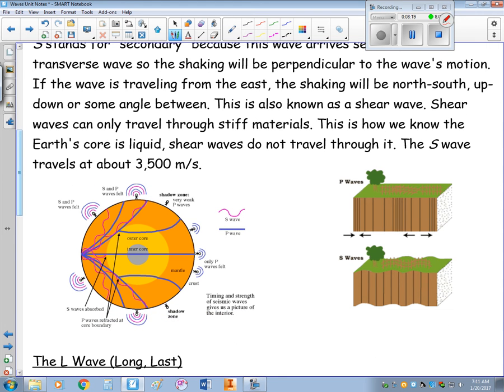So the S waves travel a little slower, at around 3,500 meters per second. Again, here's our P wave shaking back and forth. So the S waves travel up and down. The S waves are more dangerous for buildings than the P waves.